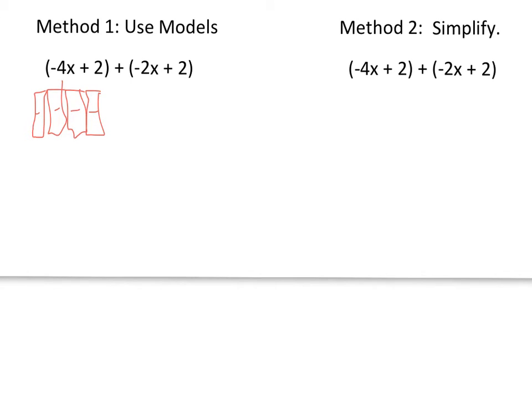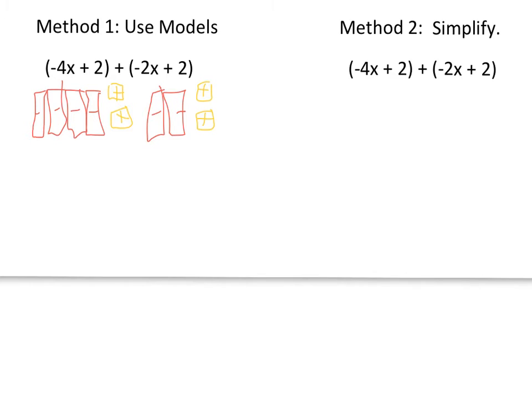Then we have 2 positive constant tiles. Then in the second expression, I have 2 negative coefficients, and then I have 2 positive constants. And so that means negative 4x plus 2, then I have negative 2x plus 2 as well.